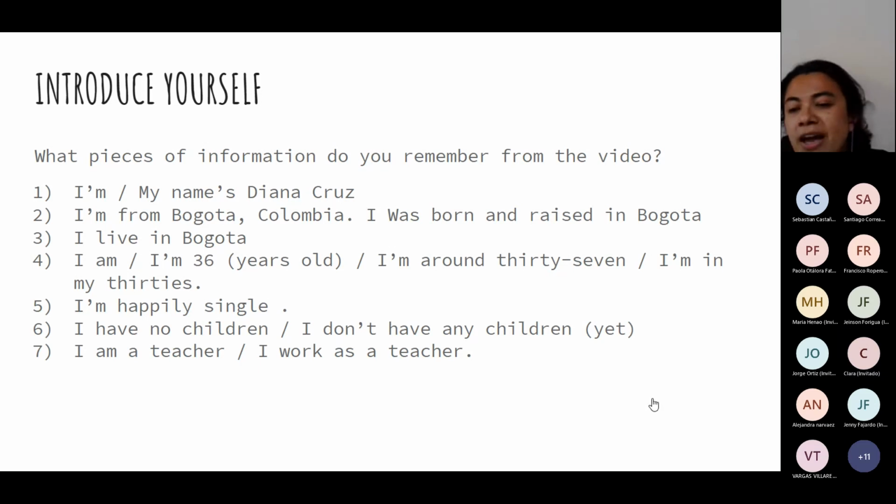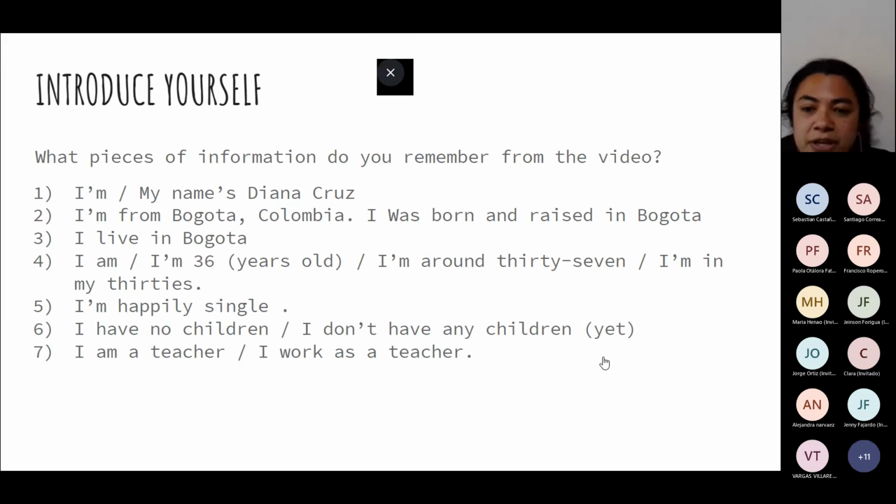So before doing that activity, guys, are there any questions? Do you have any questions? Alejandra, do you have any questions? Alejandra Narvaez? No? All right. Paola, do you have any questions? No, teacher. Thank you so much. All right. Jorge, do you have any questions? No. Not at all? All right.